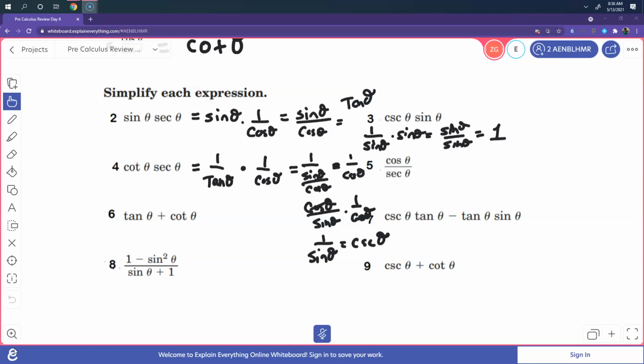So I'll review this again. Cotangent theta is equal to 1 over tangent theta. Secant theta is 1 over cosine theta. So you have 1 divided by sine over cosine times 1 over cosine. All you have to do is get the reciprocal of sine over cosine. So you have cosine over sine. The cosines cancel. So you have 1 over sine is equal to cosecant theta. And that's what it simplifies to. So let me write a yellow line so you know what it is when it's simplified.